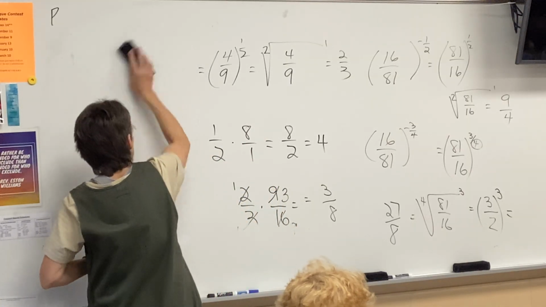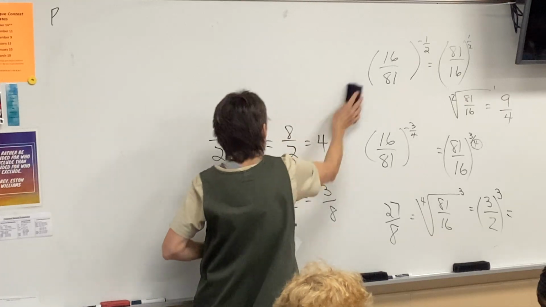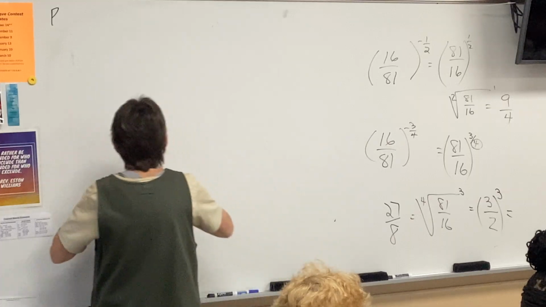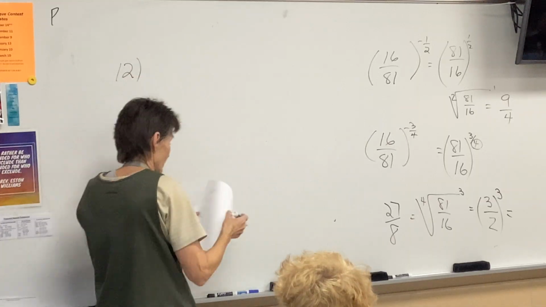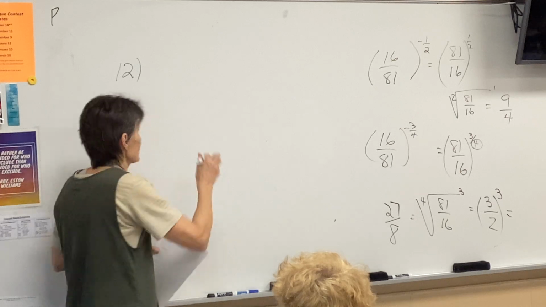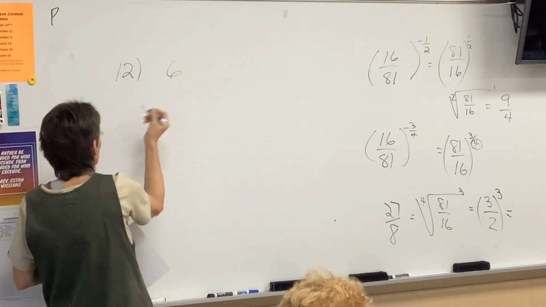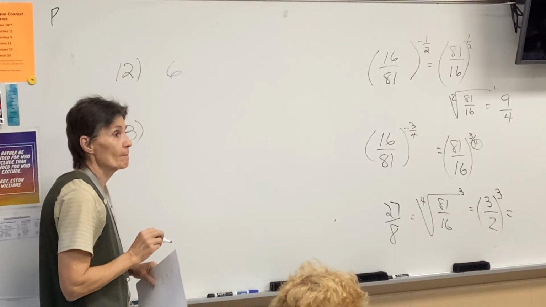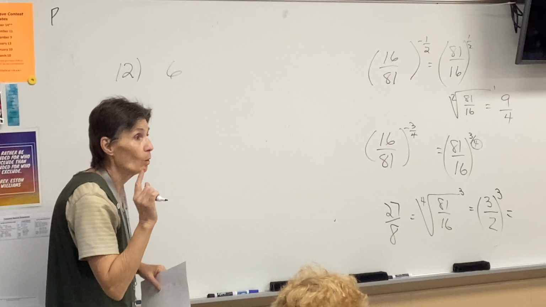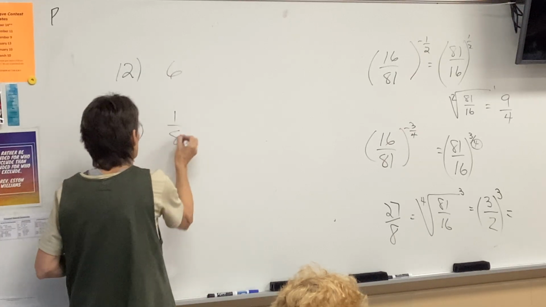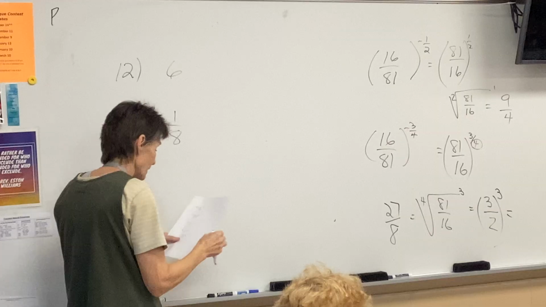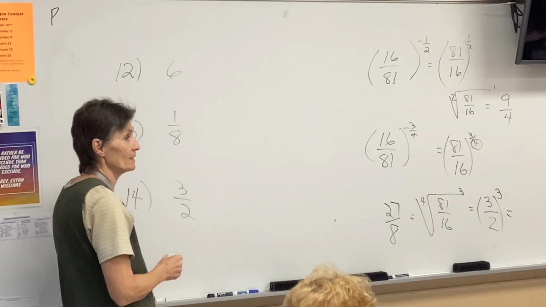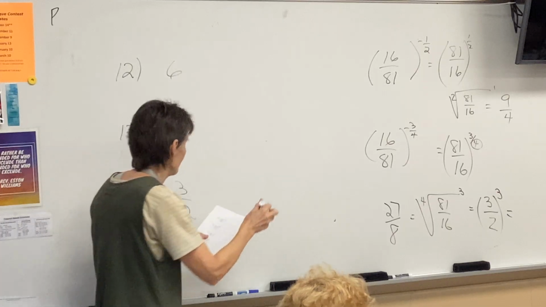I'd like to hear some answers and then we'll work through them. Is anybody comfortable with your answer to number 12? Just the answer. What do you think the answer to number 12 is? 6? We'll say 6 for now. We'll come back and work through it and check it. How about 13? Anybody got an answer to 13? 1/8. And how about 14? Anybody got an answer to 14? 3 halves. All right, Armani's feeling pretty confident here. Let's check and see if he got them right.